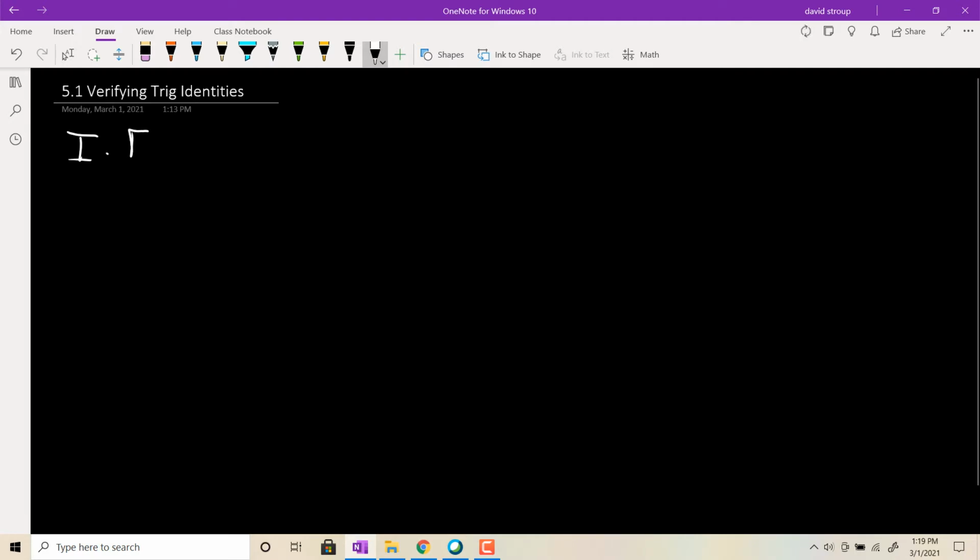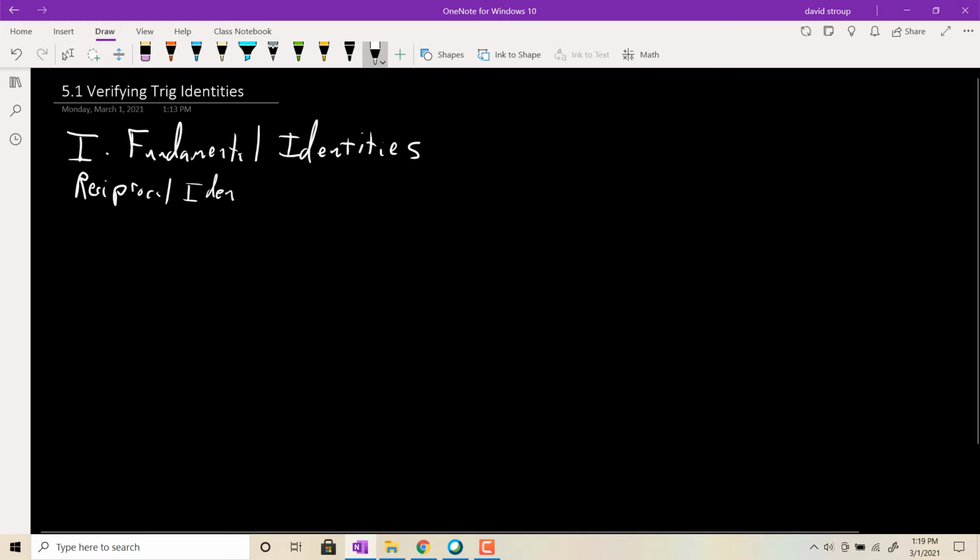Okay, so these, I'll just call these the fundamental identities. And it's my belief that you already have these somewhat memorized, maybe not all of the even odd functions, but everything else you should sort of have memorized. So the reciprocal identities, and you may want to fast forward. I'm just going to be going over things that you may or may not know.